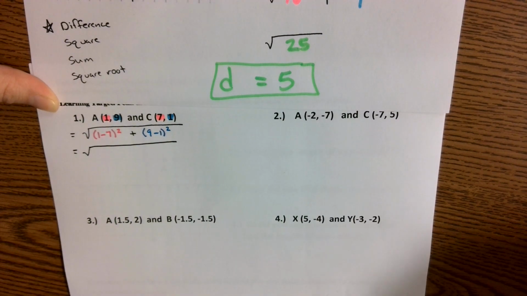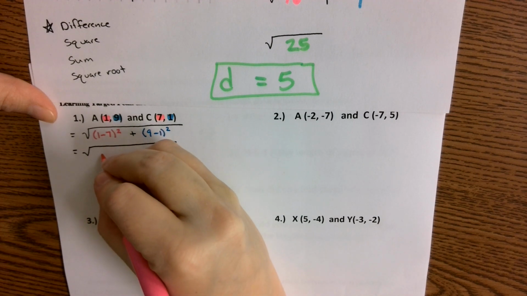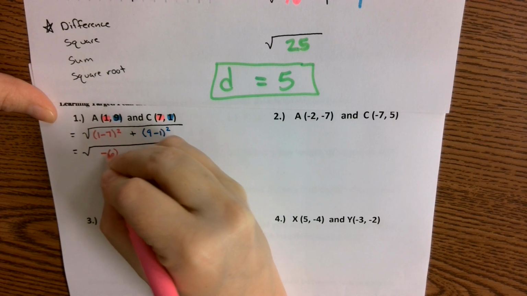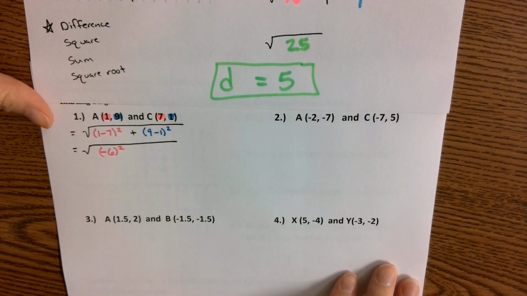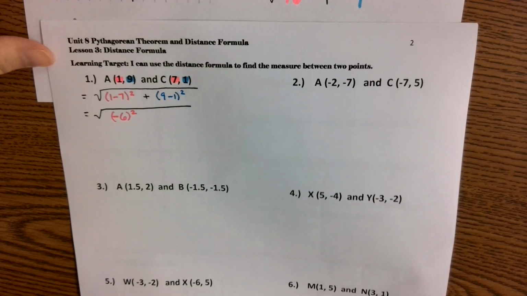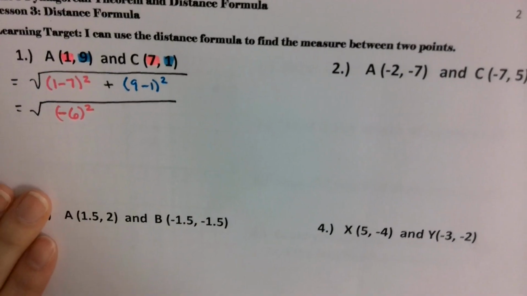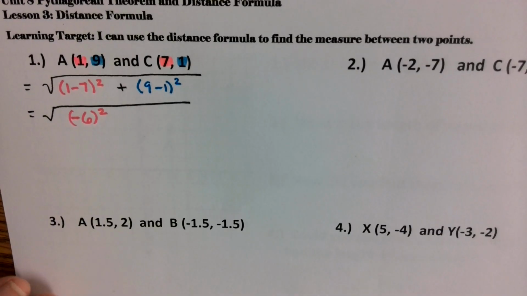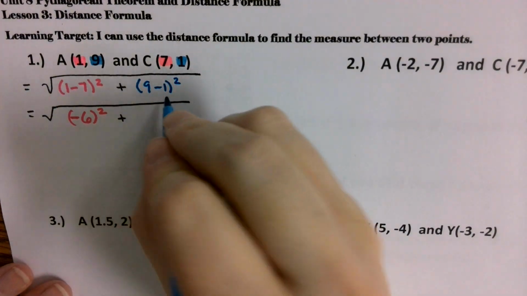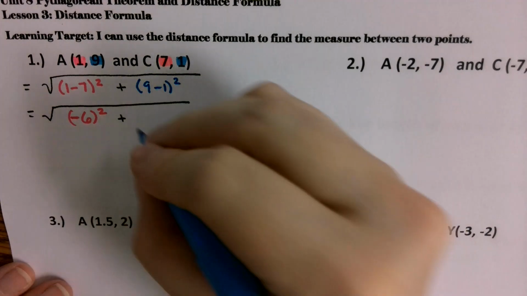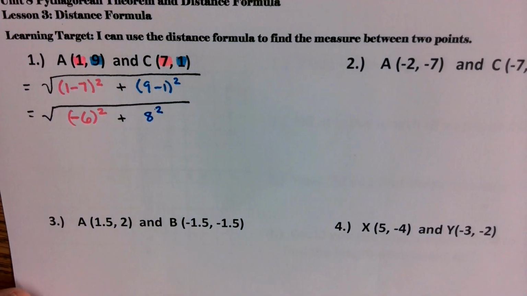Okay, what's 1 minus 7? Negative 6. Okay, so we're going to have negative 6 squared. Here, let me zoom in so you guys can see it a little bit better in the back. So we'll have negative 6 squared plus, what's 9 minus 1? 8. Okay, so we're going to do 8 squared.